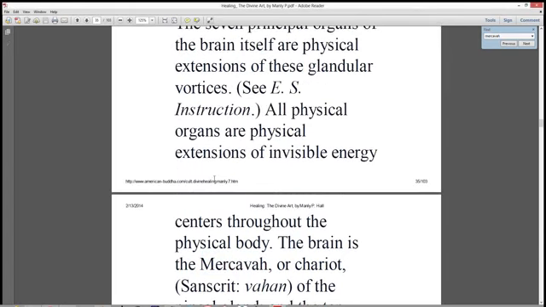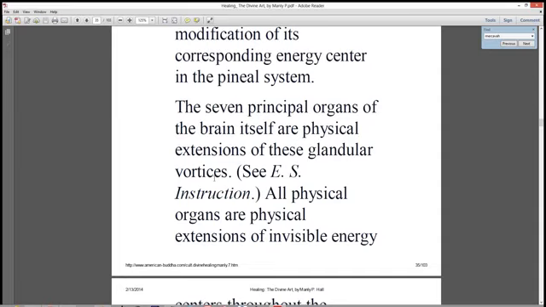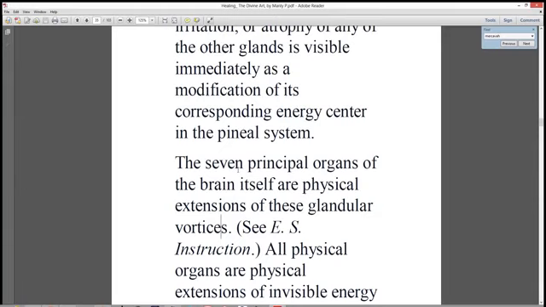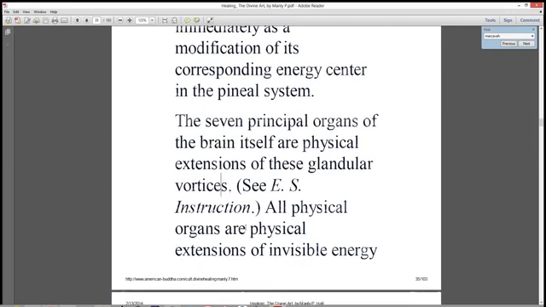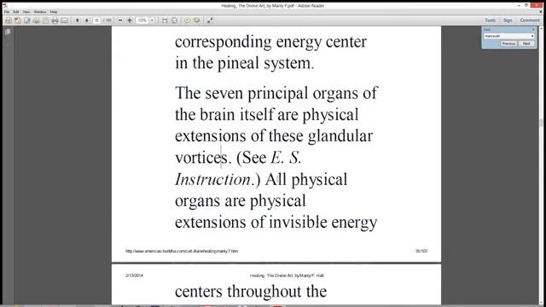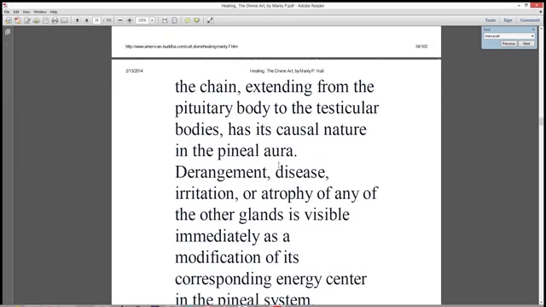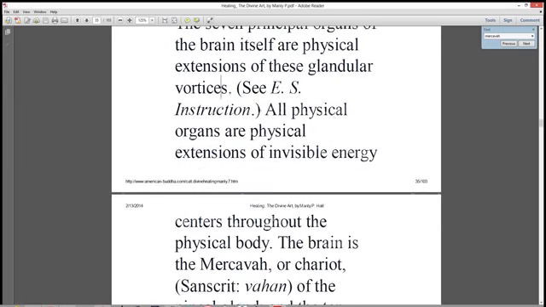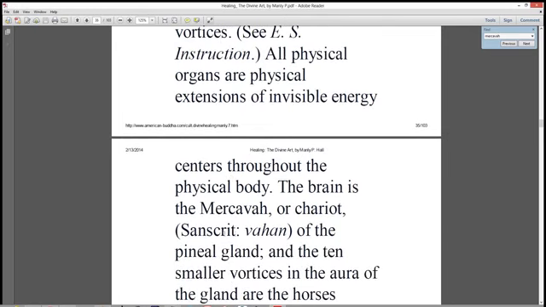Okay, so this is the part, and this comes from Blavatsky that he quotes inside this document, but it says the 7 principal organs of the brain itself are physical extensions of these glandular vortices. All physical organs are physical extensions of the invisible energy centers throughout the physical body. The brain is the Merkava or Chariot.